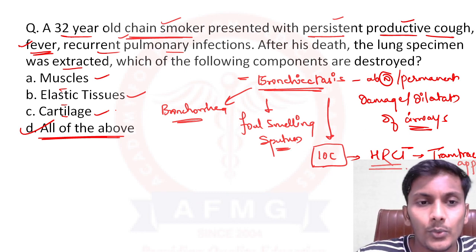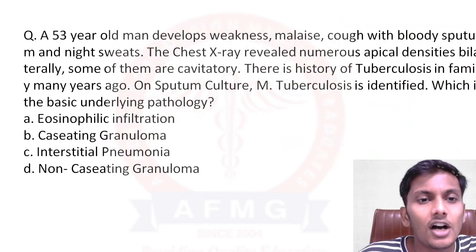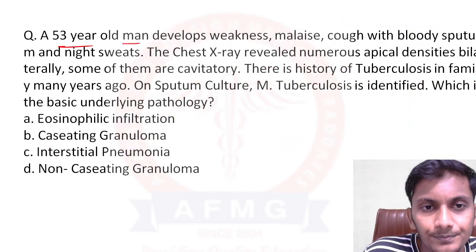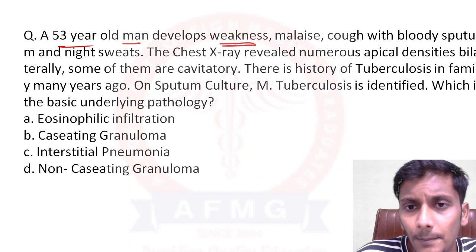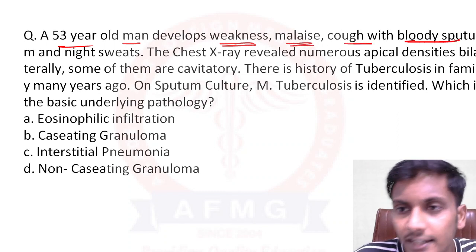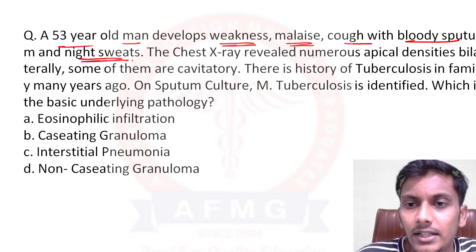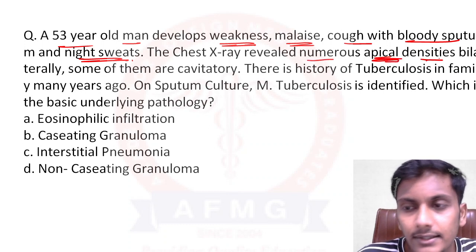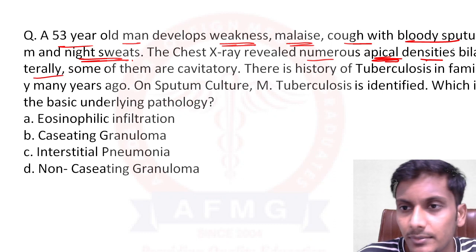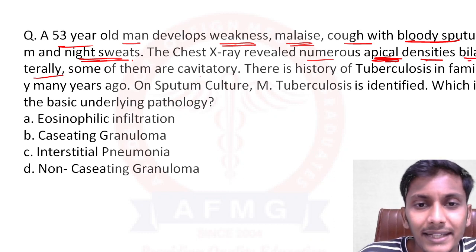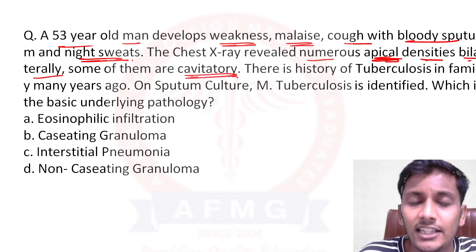Now let's move further to our next question. A 53-year-old man develops weakness, malaise, cough with bloody sputum, that is hemoptysis, and night sweats. The chest X-ray revealed numerous apical densities bilaterally. There is involvement of both lungs. Some of them are cavitatory. There are cavities formed in the lungs.